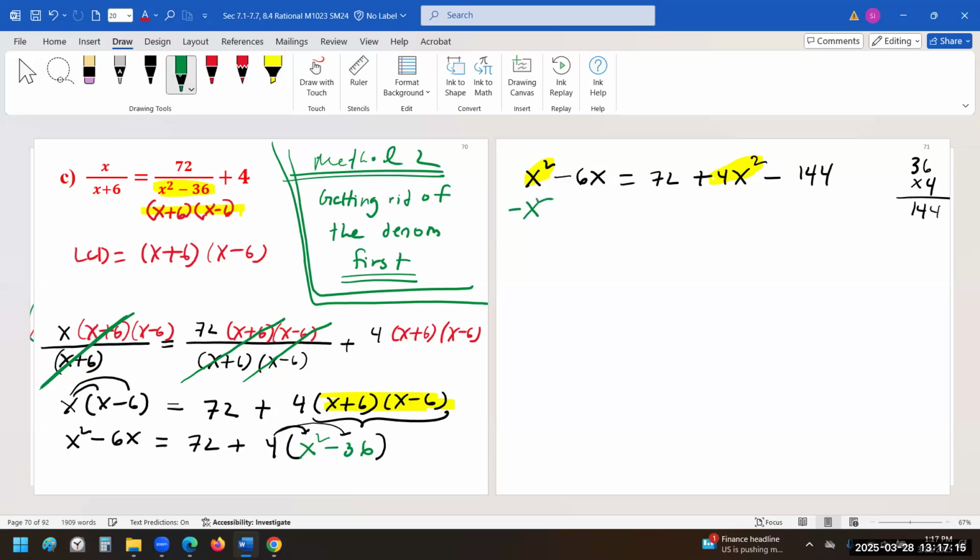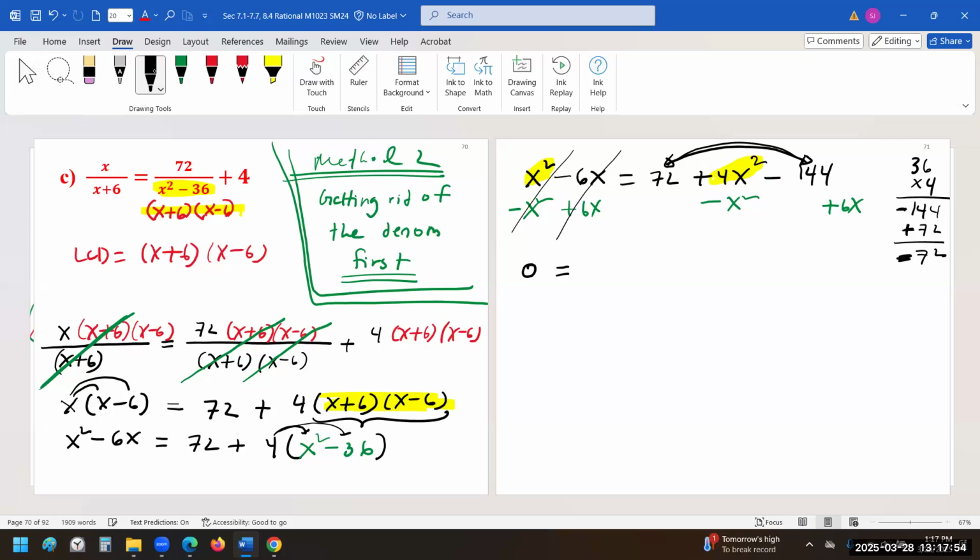So subtract x squared, subtract x squared. The other side doesn't have any x, so you just put x anywhere. So cancel, cancel. We get 0 equals 72. Oh, we can combine these two, right? 72 minus 144. 4 minus 2 is 2, 14 minus 7 is 7. So 144 is negative, 72 is positive.